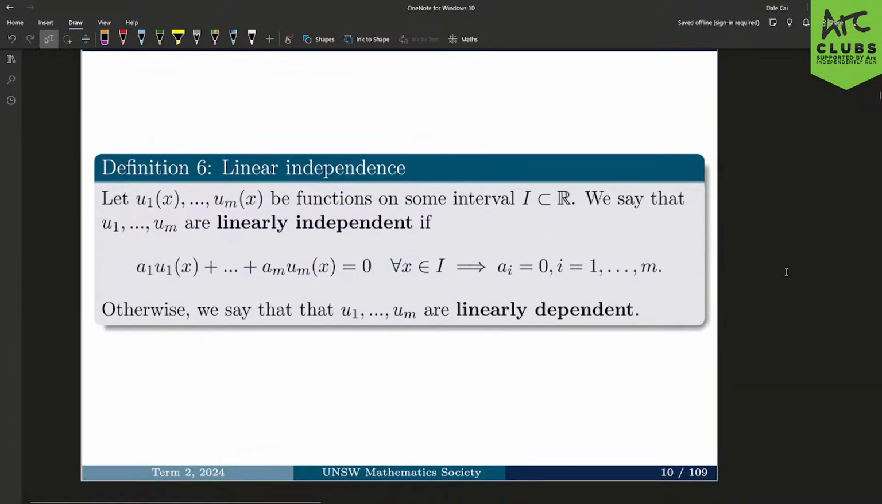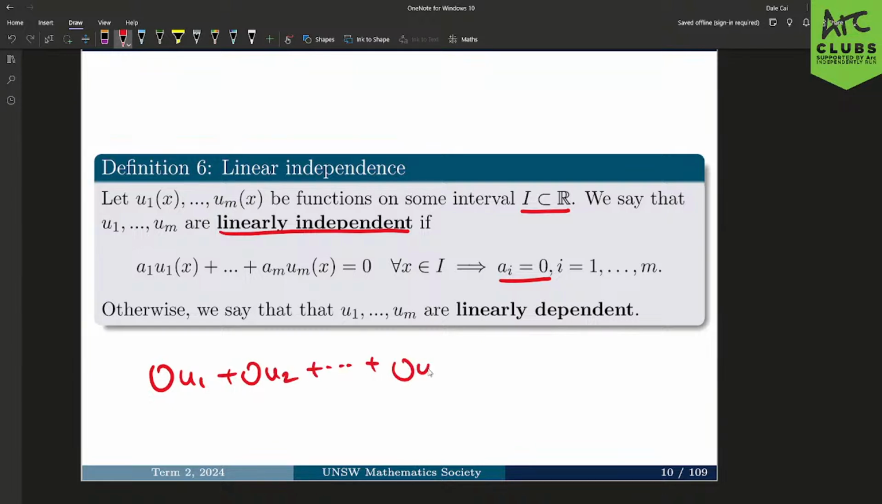Okay, linear independence. We say that m functions are linearly independent on this interval if this equation holds, as in a linear combination. If we have a linear combination of these functions and it equals 0, then each of the coefficients has to be 0. In other words, the only way this is true is if it's 0 u1 plus 0 u2 all the way up to 0 um. And linear independence is basically saying that all of these functions are very different in some way.